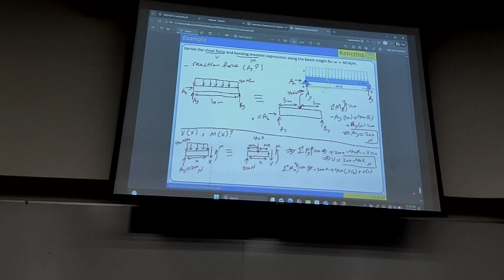The moment is M. It's a free vector, set it to 0. So M this way, 200x minus 20x squared after simplification, in Newton meters. So this is the second one that we needed. And that's it: shear force and bending moment.